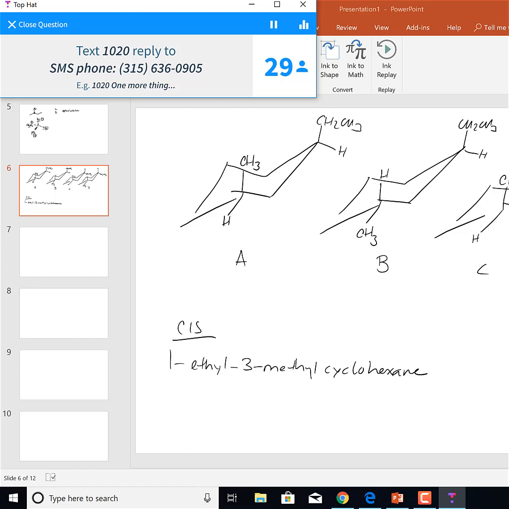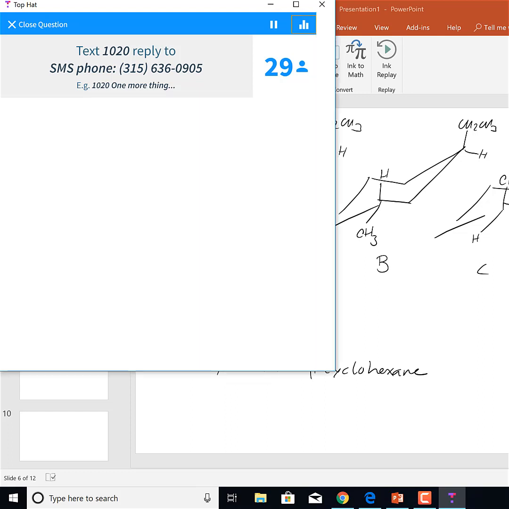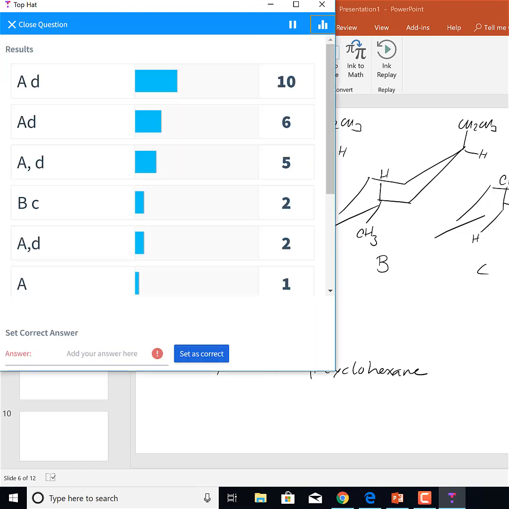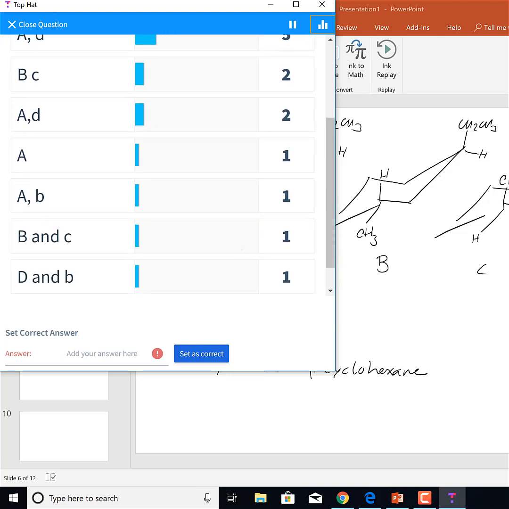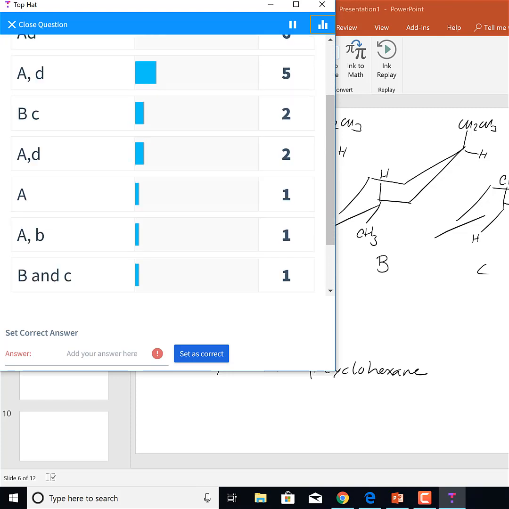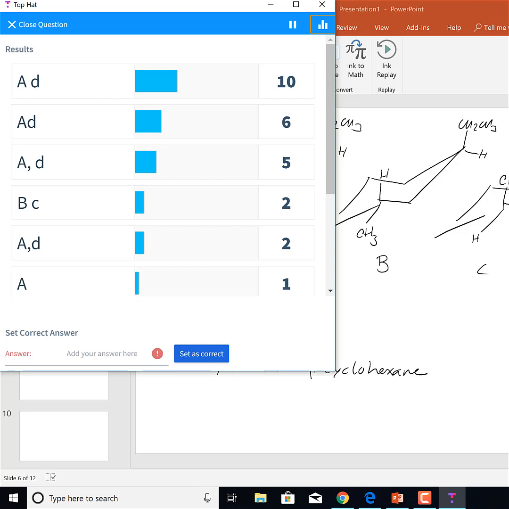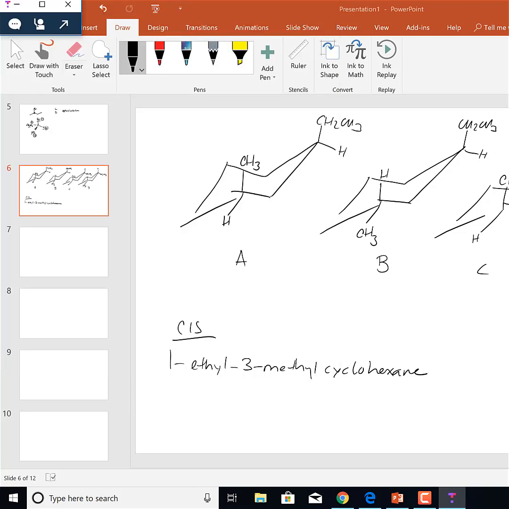All right, going once, twice. Okay, so it looks like most of our answers are A and D. So, all right, so A is cis and D is cis.